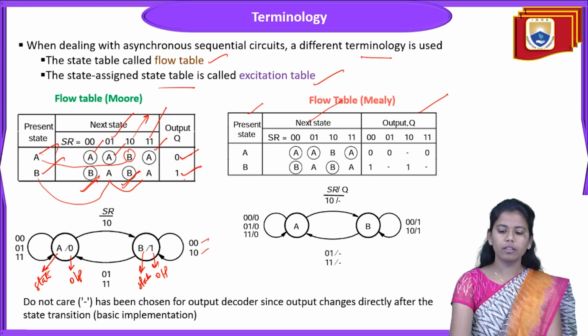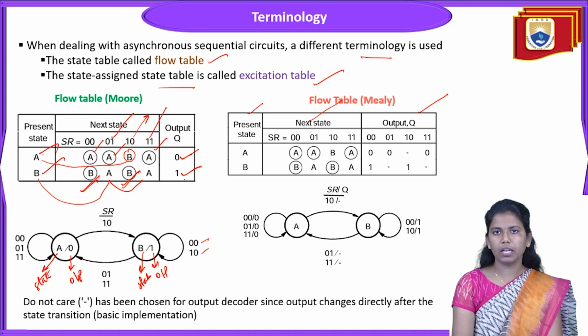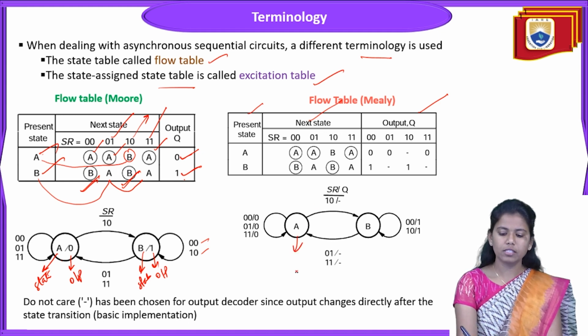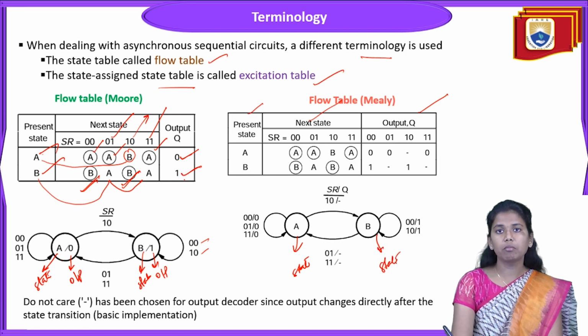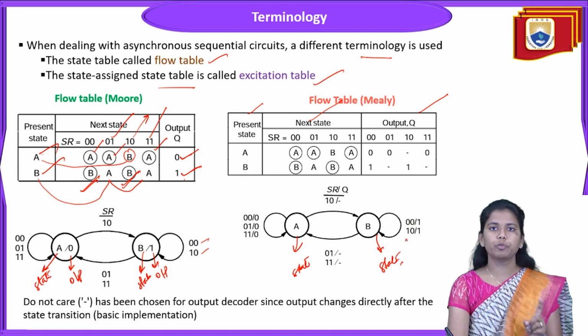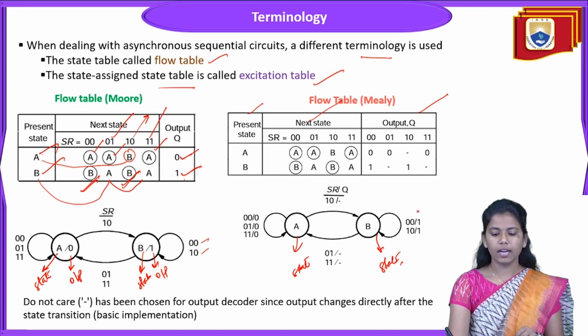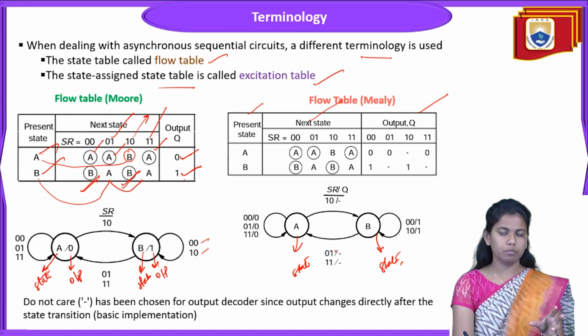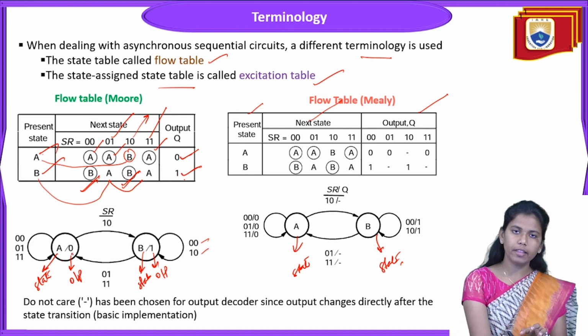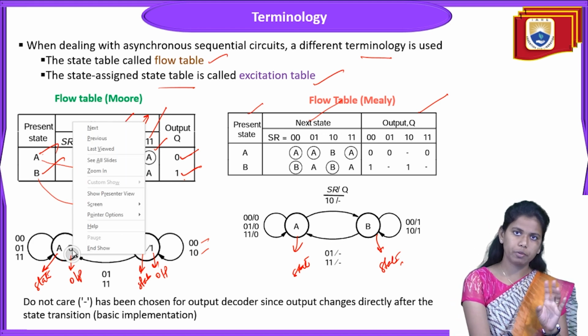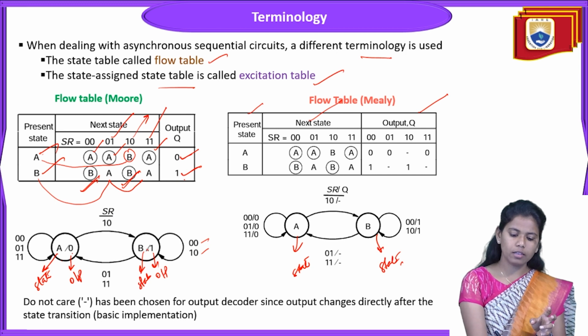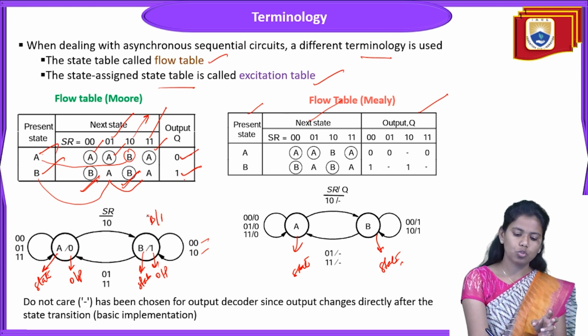And now we will see the Mealy. If you observe the Mealy, here also we have the states: A is a state, B is a state. But one thing we have to observe is the difference between Moore and Mealy. In the state diagram for Moore machines, we write the output along with the state, like B/1. So B is a state, 1 is the output. A is a state, 0 is the output.